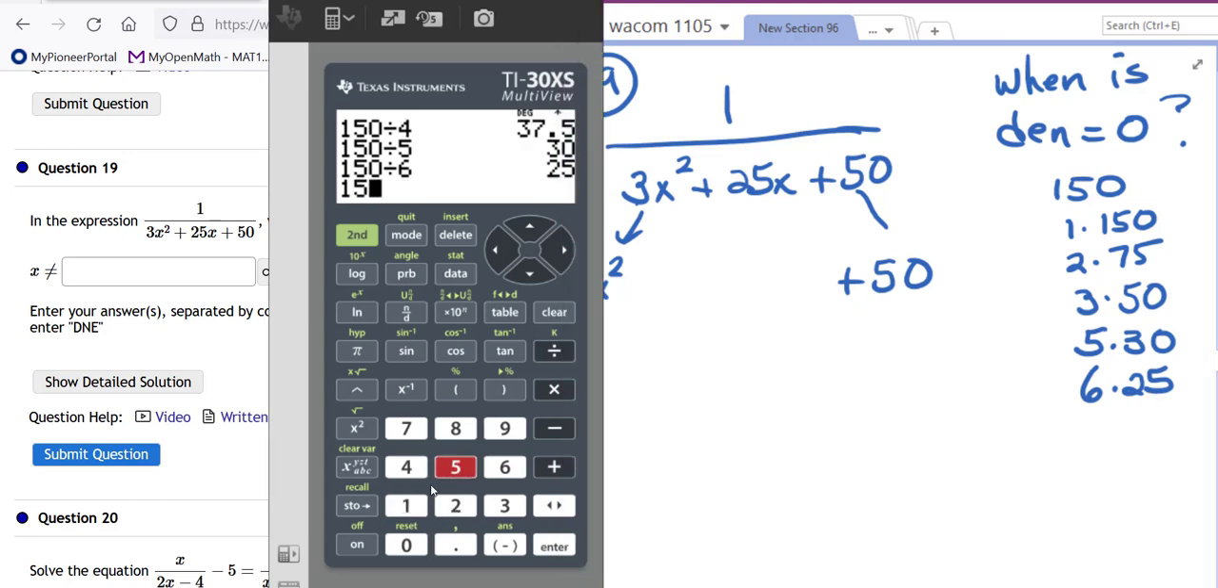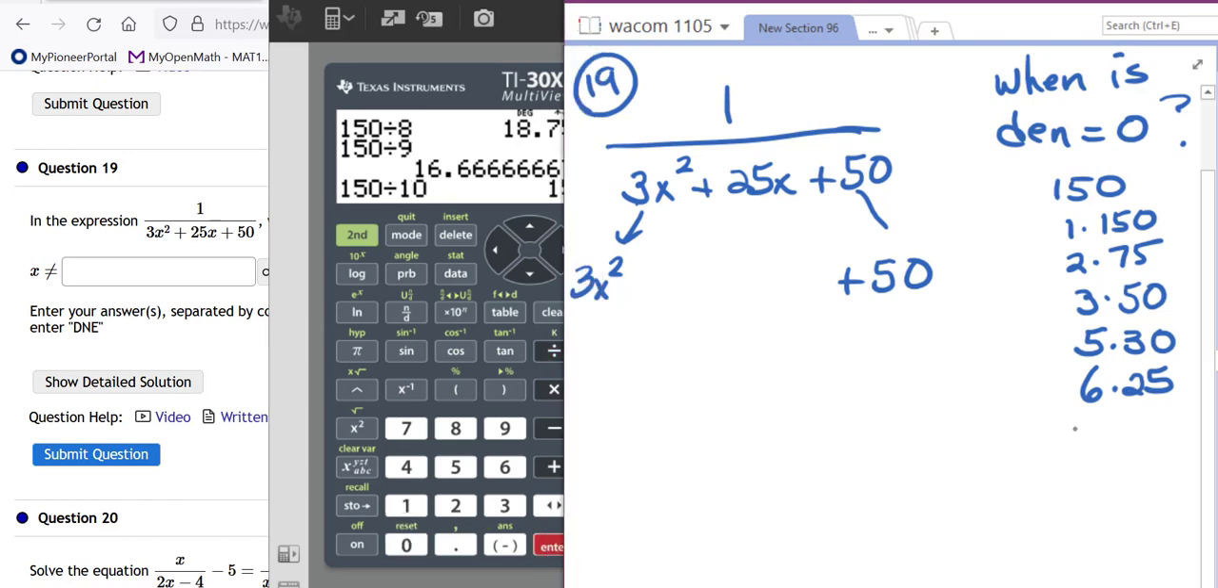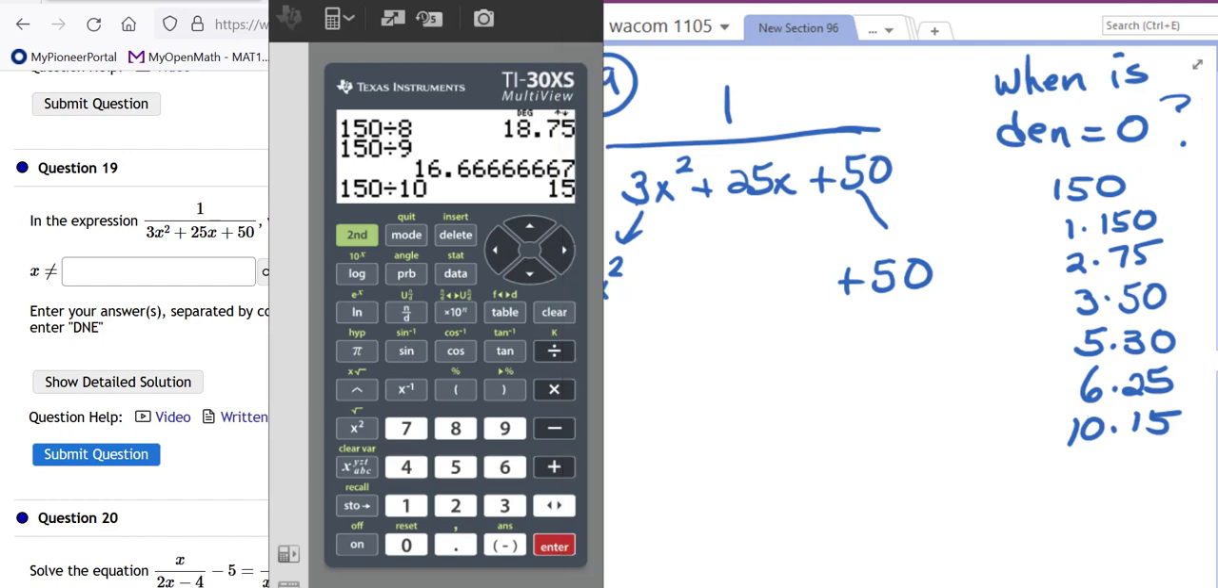We can try 7, 150 divided by 7. Doesn't work. 150 divided by 8. Doesn't work because we get a remainder there. So 150 divided by 9. Doesn't work. And 10 does work. 150 divided by 10. All right, 10 times 15. And that, I believe, is going to be the right choice because they add to give 25. All right, so we're good there.